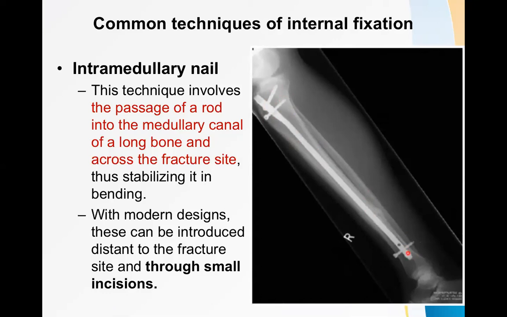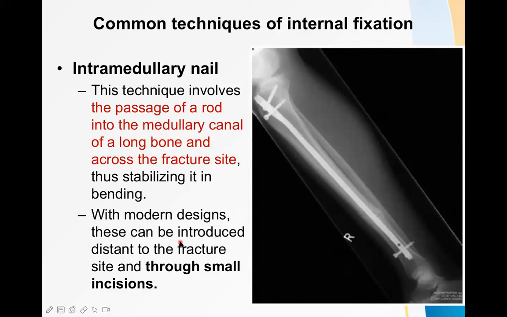Now let's talk about this a little bit. This technique involves the passage of a rod into the medullary canal of a long bone and across the fracture site. If you see it very carefully, you can see here is the fracture line in this area. Okay, here is the fracture line. So this nail or rod crosses the fracture line. Okay, and it is nicely staying in the medullary cavity of the bone.